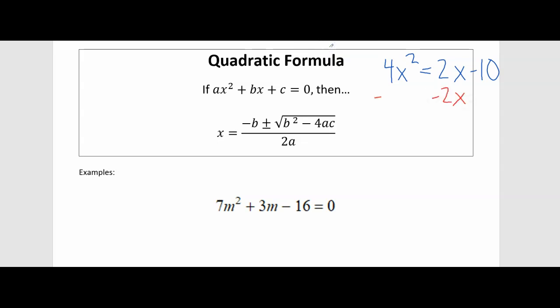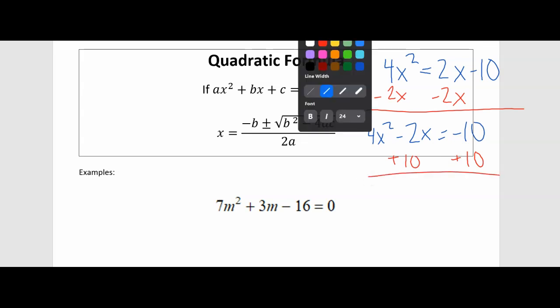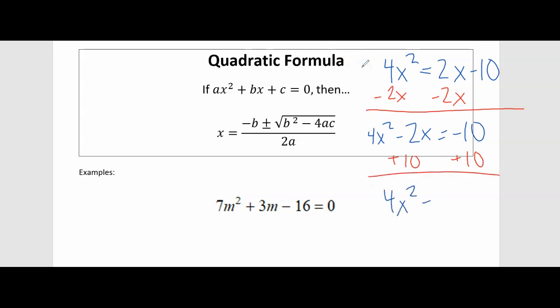You're going to have to subtract 2x from both sides. And actually, you can move the 4x squared to the other side, but I like having my a coefficient positive. So here I would get 4x squared minus 2x is equal to -10. We can move the -10 over by adding. So I get 4x squared minus 2x plus 10 is equal to 0. And now I would be ready to employ the quadratic formula.